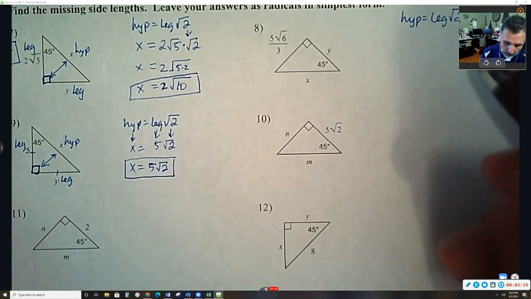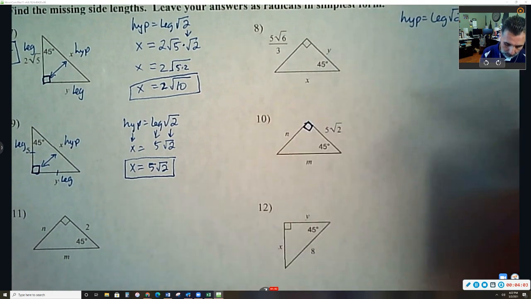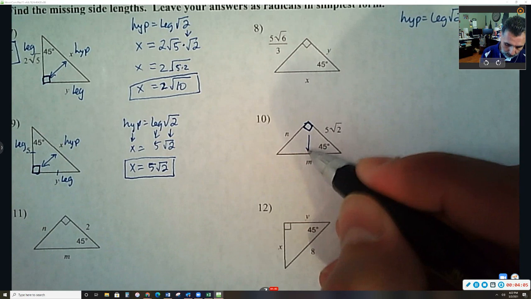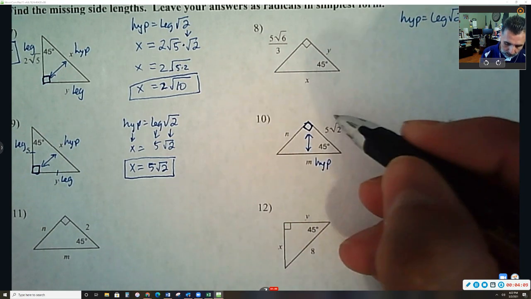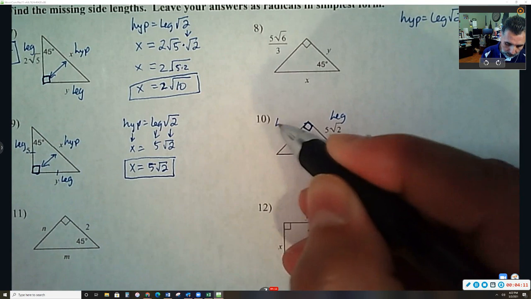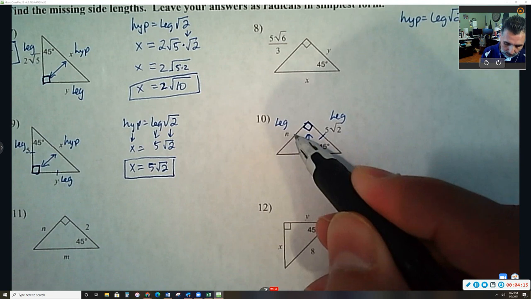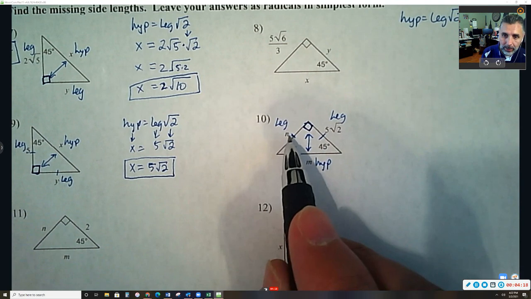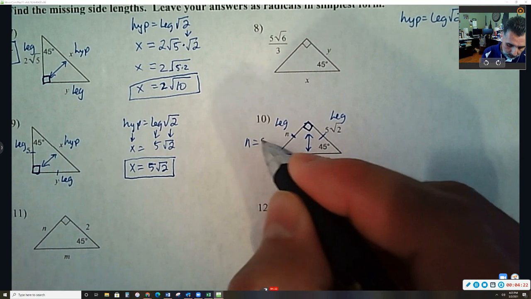So for 10, again, first thing we want to do is figure out the hypotenuse. So just go across the 90-degree angle. This is the hypotenuse. That means this side is a leg, and this side is a leg. The legs are equal. This side is equal to this side. So I know n is equal to 5 square root of 2.